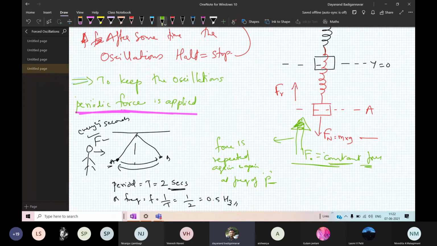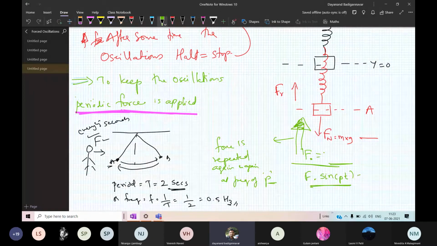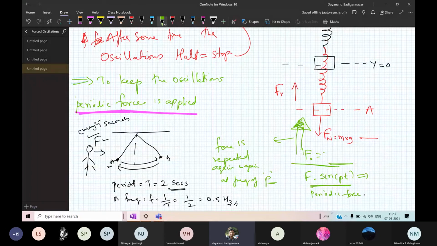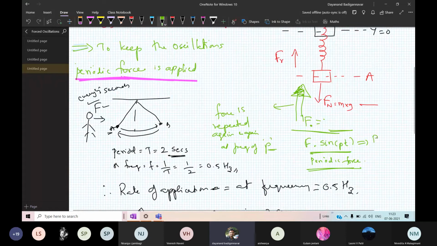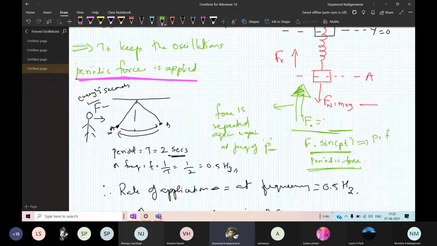To make it periodic, you have to multiply this force with some periodic function. What is the periodic function? It is sine of Pt. You are getting the point? So this is the applied frequency which is periodic. Therefore, I can write this as periodic force. Okay, this is called the periodic force. What is P? P means it is the frequency at which force is applied.